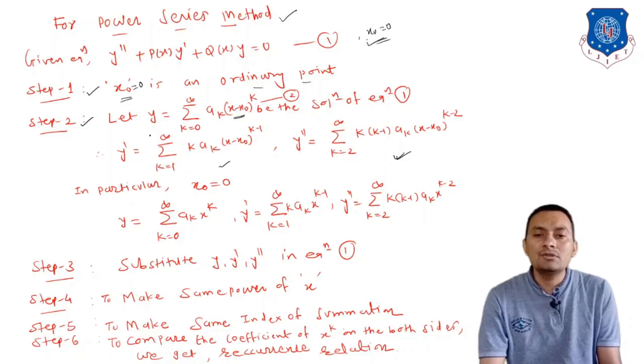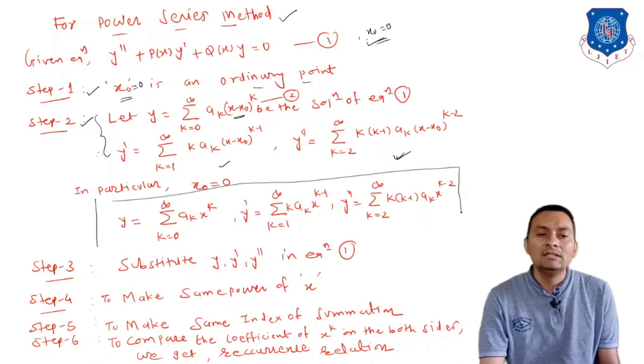So if I substitute these values, y = summation k = 0 to infinity of a_k x^k. y' will be summation starting from 1 to infinity of k a_k x^(k-1), and summation starting from 2 for y'' of k(k-1) a_k x^(k-2). This is what we always use whenever the power series method is applied. So what about the next step?